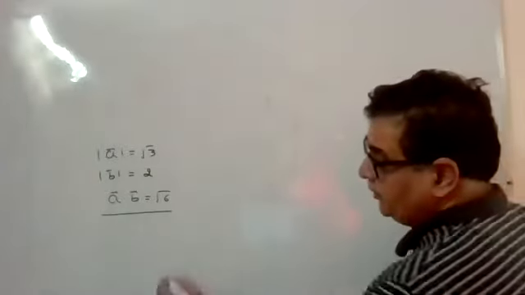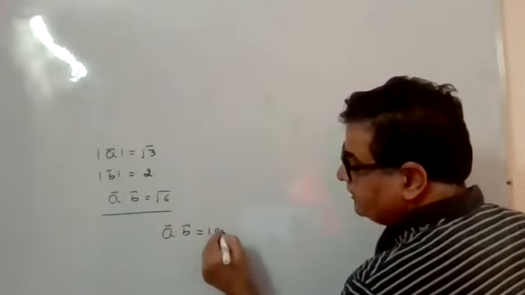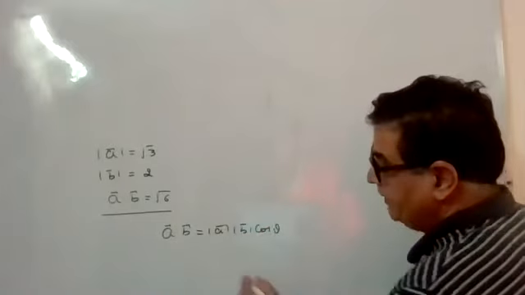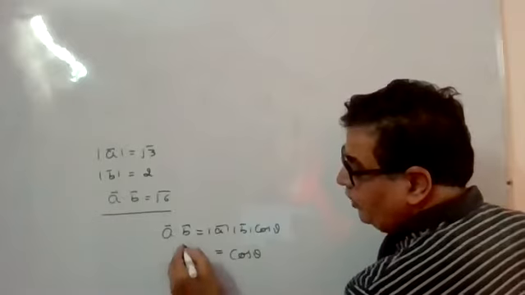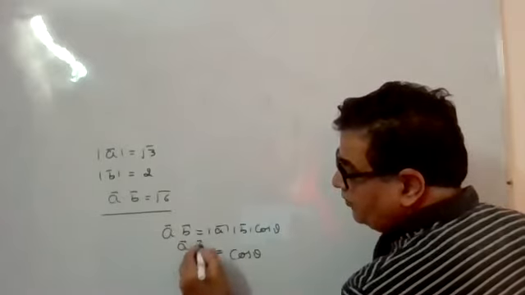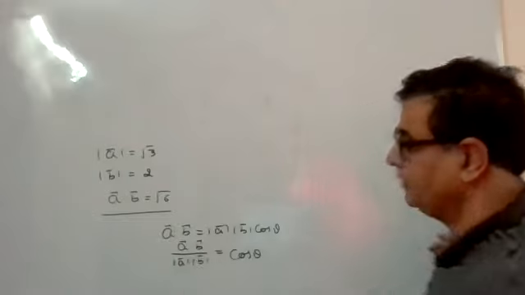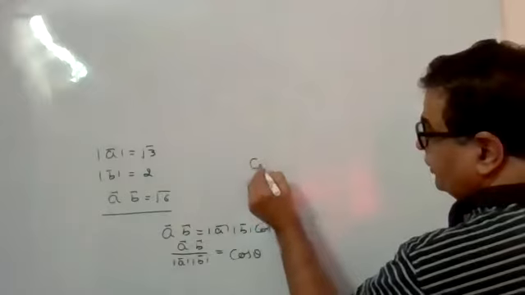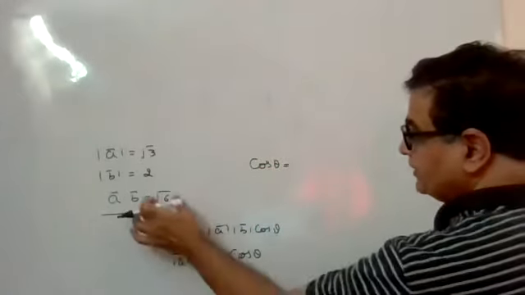We want the angle between the two. We have already done this formula: A dot B is magnitude A, magnitude B cos theta. Then by that I told you one formula. What is that? Cos theta is A dot B by magnitude of A, magnitude of B. Then everything is known now. Cos theta, A dot B is coming what?